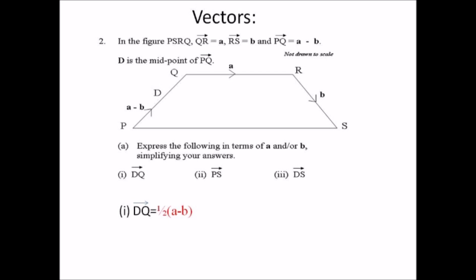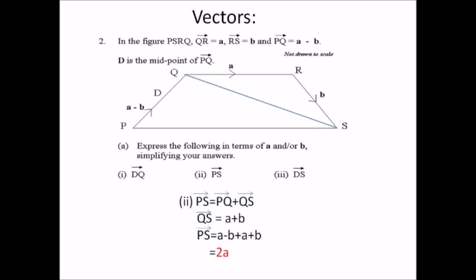Okay, so vector DQ is a half a minus b. You didn't have to draw anything, you just look at what they give you. For number 2, the answer worked out to be 2a, and you have to find vector PS. So that would be the bottom line. You didn't have to draw, and then you can draw the line across to give you triangle QPS, and then you use that to help you work it out to get to 2a as the final answer for that.